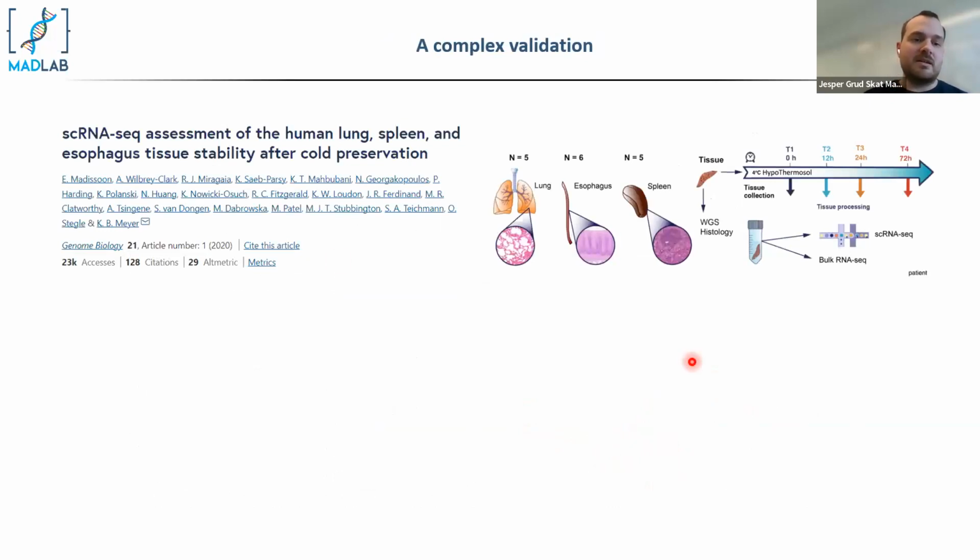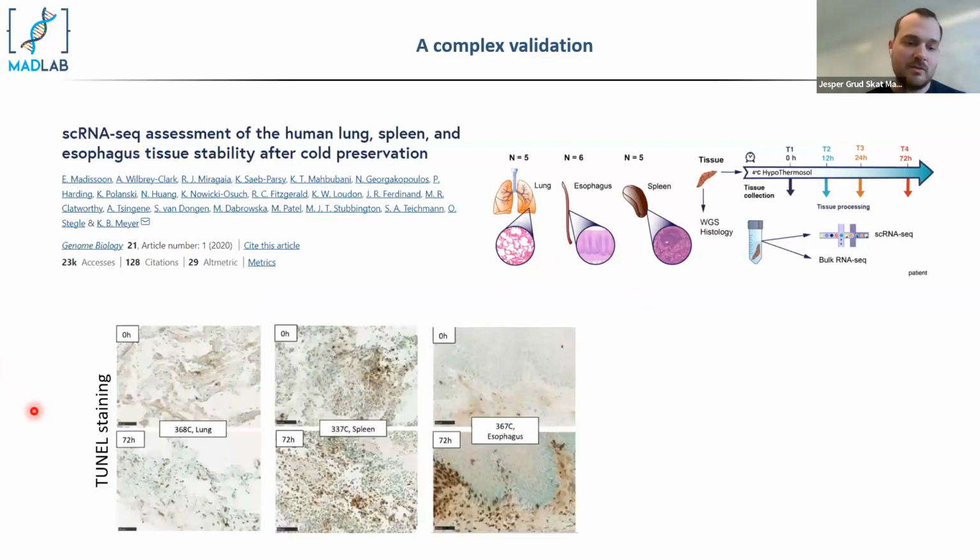So we set out to test this, and I will skip this in the name of time. The way we did this is that we analyzed a data set from Madsen et al., where they had stored lung, esophagus, and spleen samples. They processed them fresh and after storage. And what they found using TUNEL staining was that the lung has a mild level of apoptosis, and it's not changing a lot between 0 and 72 hours of storage, whereas the spleen and the esophagus have an increase in apoptosis.